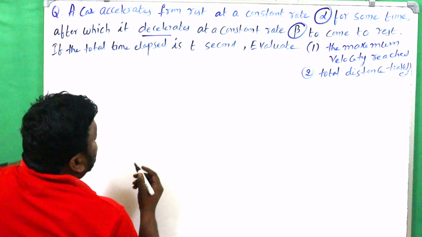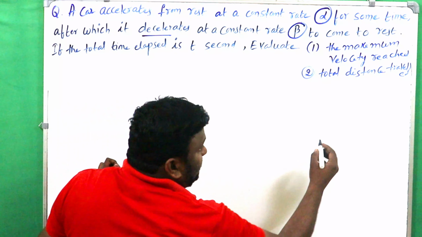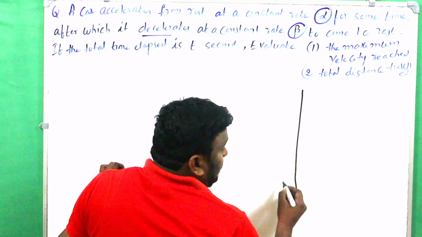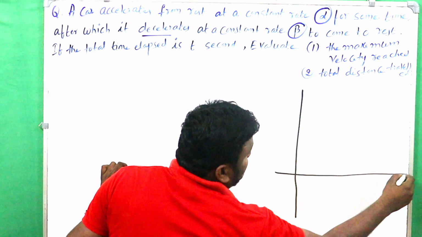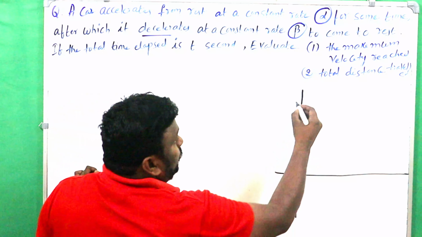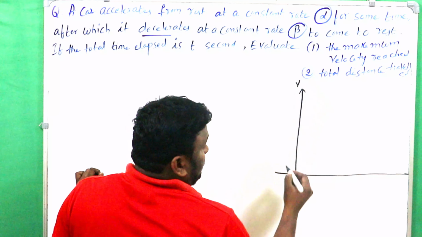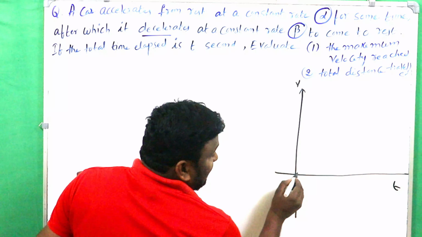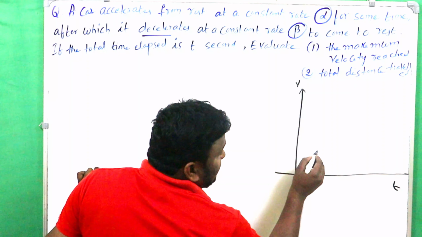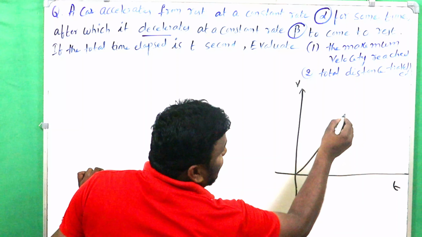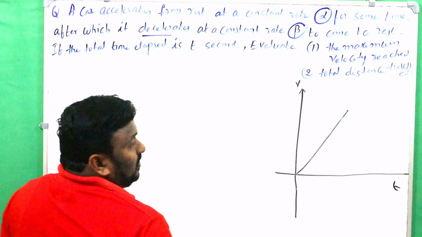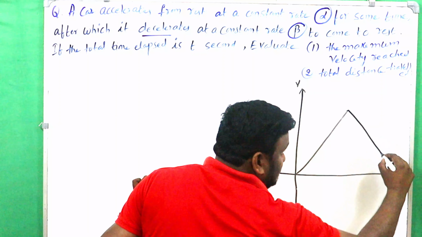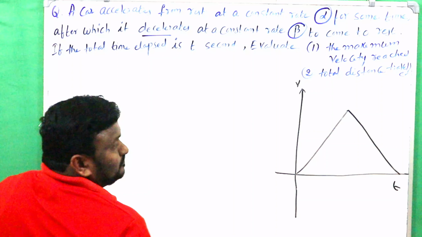Okay, look here. To understand this simply, a comparison between velocity and time is given. That you have to remember. Velocity and time. So the velocity increases at a constant rate. When it increases at a constant rate, it means it is a straight line. Clear? After some time, it again decelerates at a constant rate.